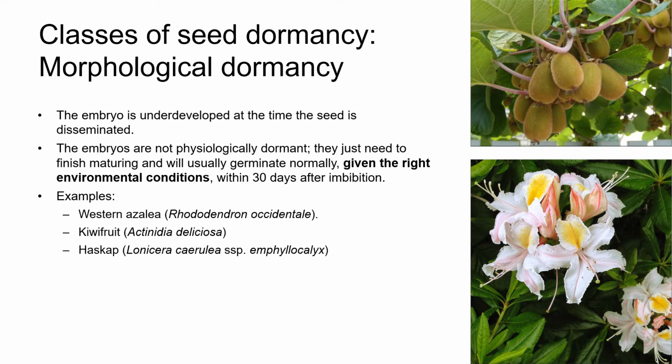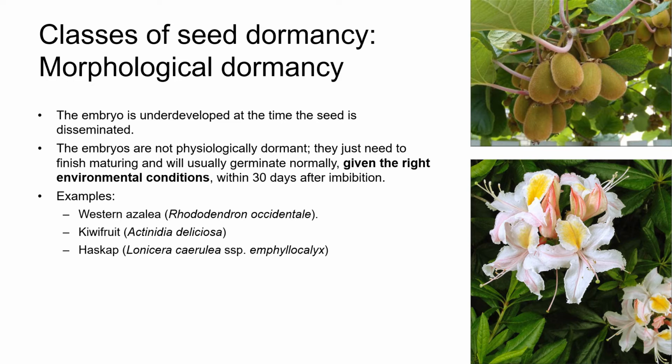In seeds with morphological dormancy, the embryo is underdeveloped at the time that the seed is disseminated. The seed isn't physiologically dormant, it just needs extra time to finish maturing and will usually germinate normally, given the right environmental conditions, within 30 days after imbibition, the first stage of water uptake in the germination process.